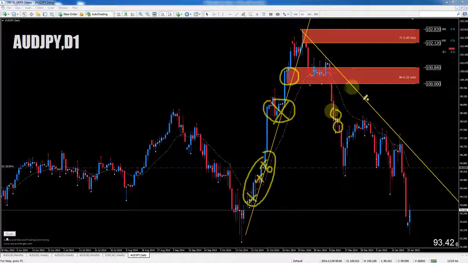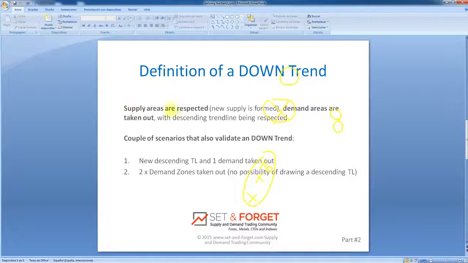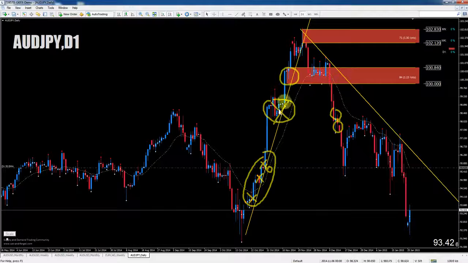Okay, so now we've got the definition of a downtrend, which is exactly this. Supply areas are being respected, demand areas are removed. And that is what happened here. Demand areas are removed, supply areas are being respected. When we are overextended after the trend line is being broken, more than 3 CPs on the way up are lower probability, okay, as per the rules. So this is what we have here.